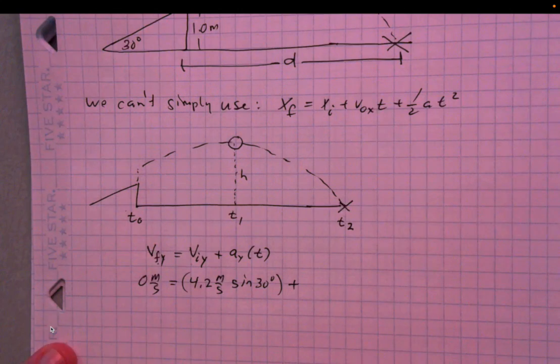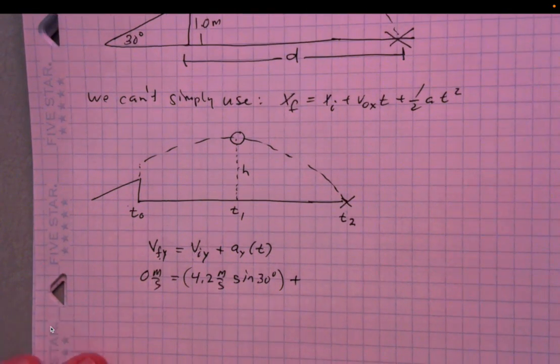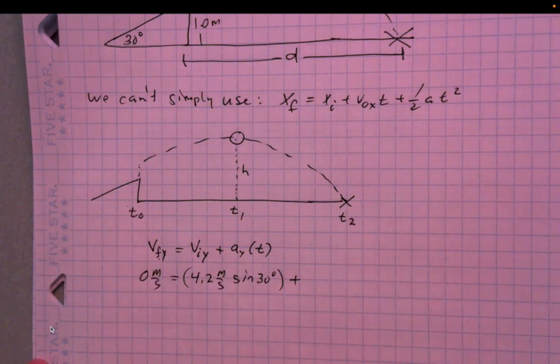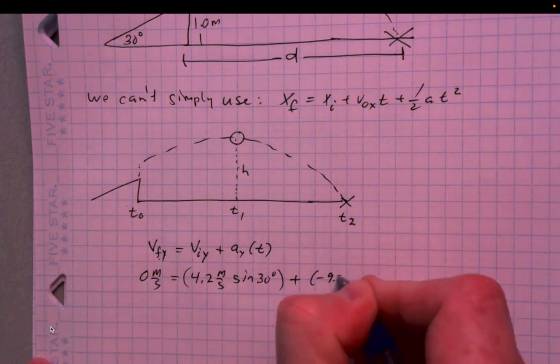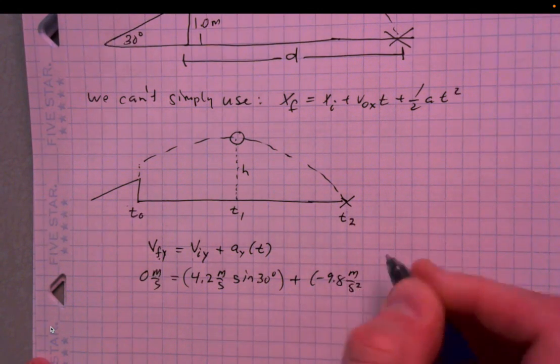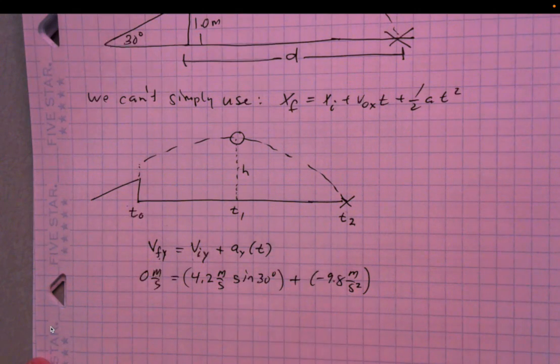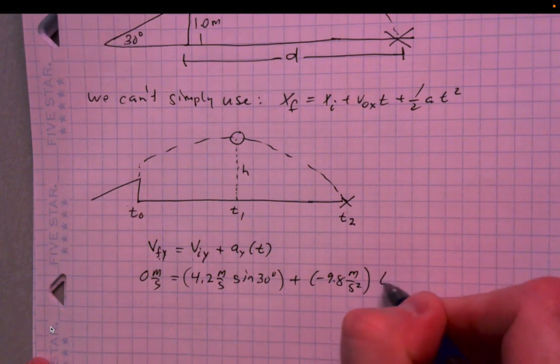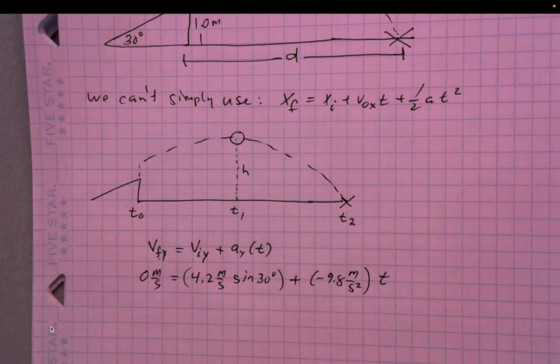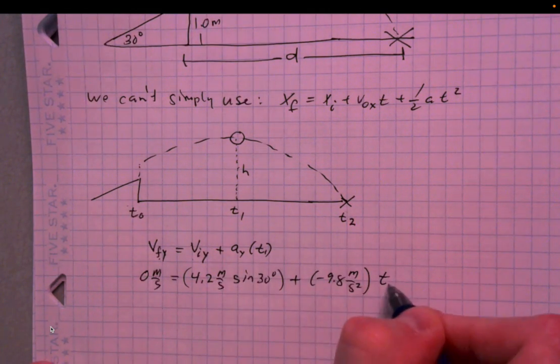Plus, now what's the acceleration? Well, in the y direction, the acceleration is due to gravity, right? This is projectile motion, and so it's negative 9.8 meters per second squared. And then t is the quantity we want to find, right? This is going to be our T1 in particular. I might just use that T1 here.